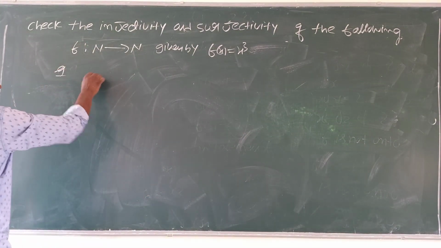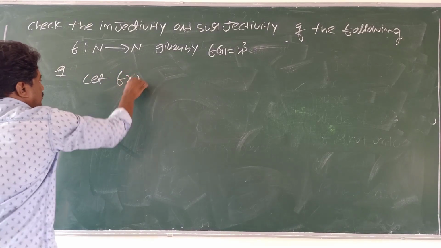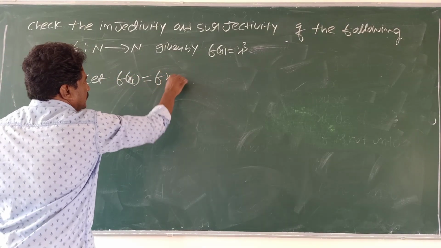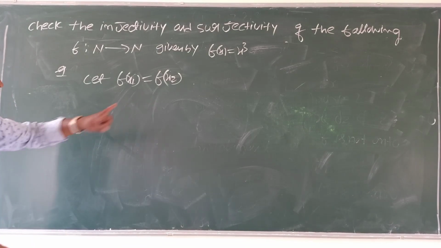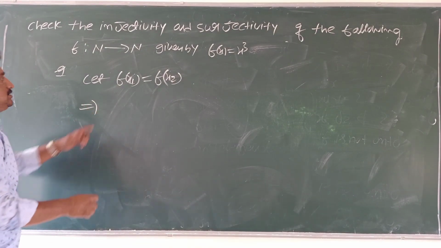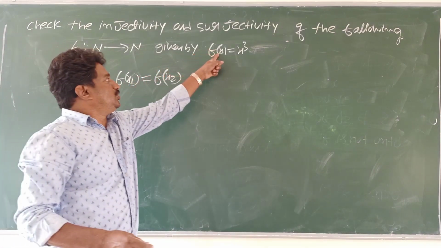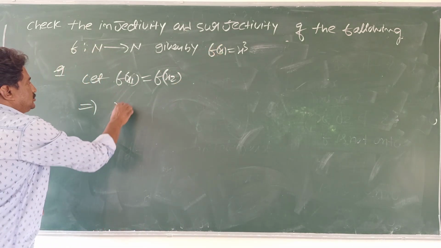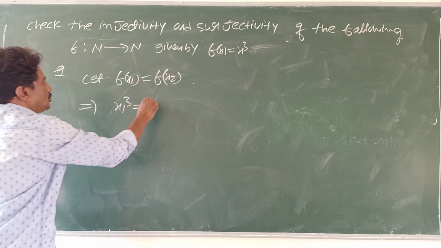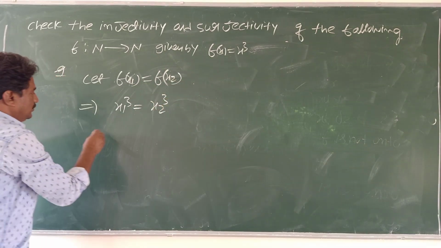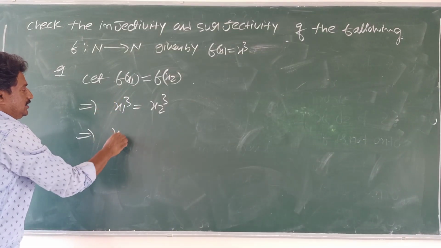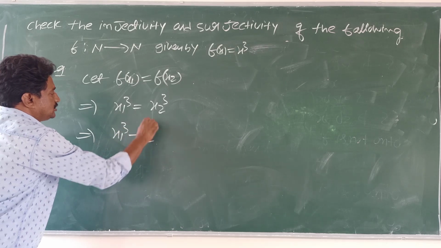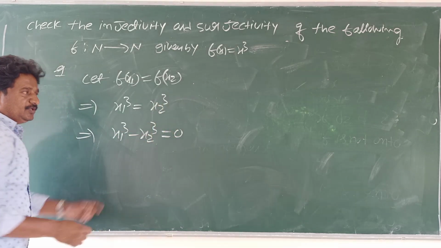Solution. Let f(x1) be equal to f(x2). That implies, put x equal to x1: x1 cube is equal to x2 cube. Bring that this side: x1 cube minus x2 cube is equal to 0.